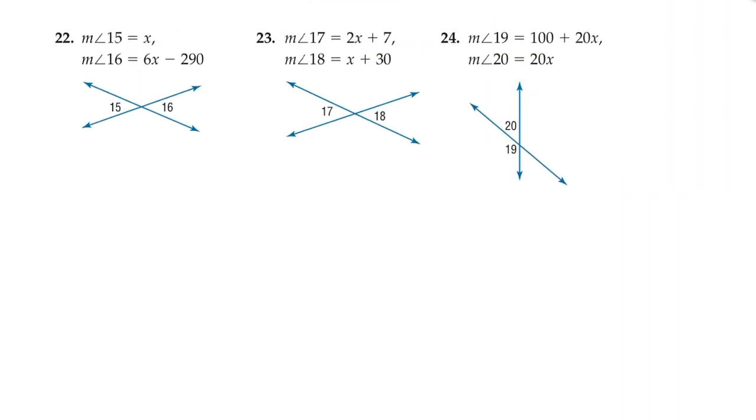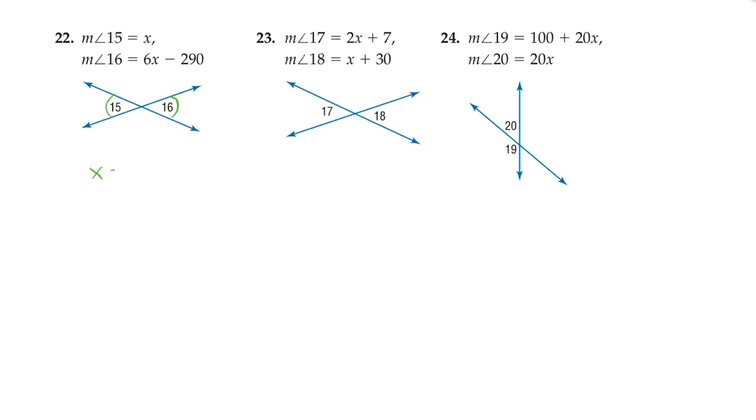Okay, so now we've got some variables here. 15 and 16 are vertical angles. We know vertical angles are always congruent. That's our vertical angle theorem, not the definition. The definition is just identifying what vertical angles are. That's a common mistake people make. So the vertical angle theorem tells us those are the same.